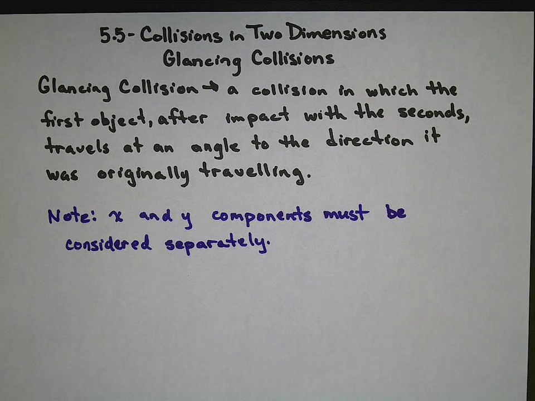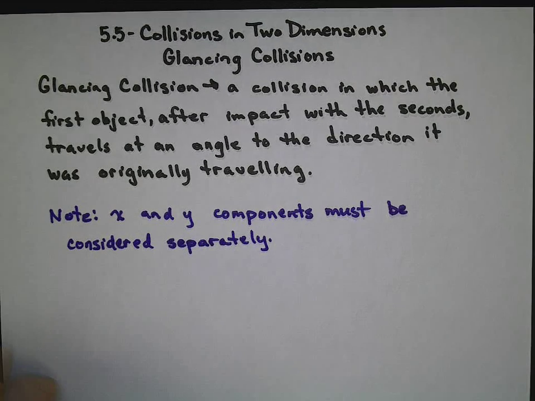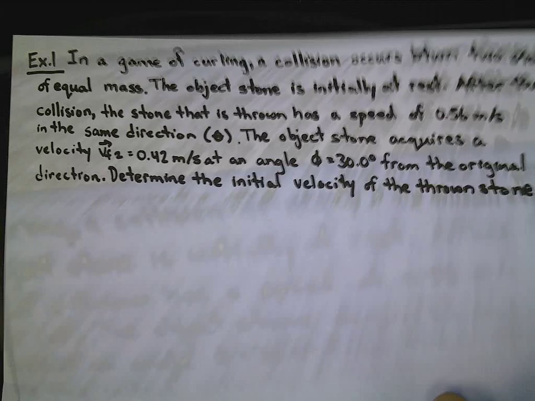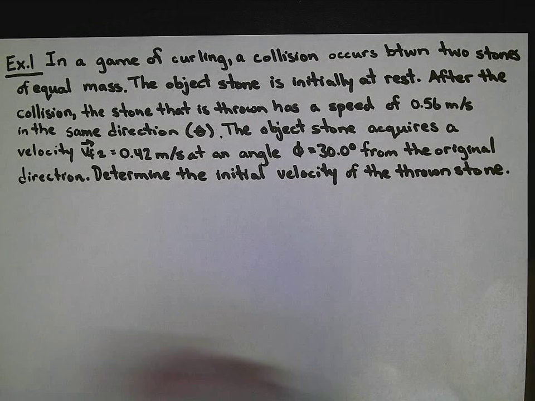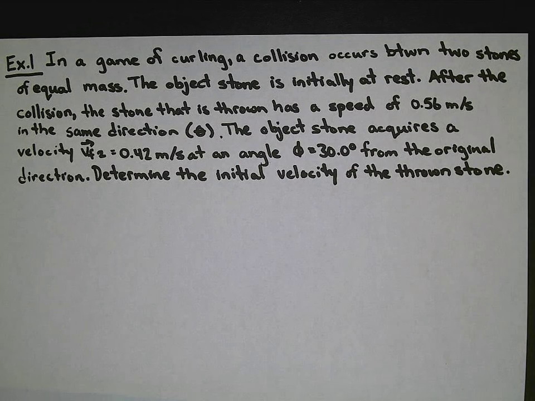And since I accidentally clicked my mouse there, I'm just going to continue where we were and start right away with example number 1, in which we have a game of curling, and a collision occurs between two stones that have equal mass.